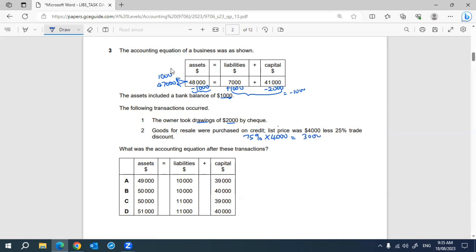Okay, so as a result, inventory is going to increase by 3,000. So your assets will increase by 3,000. And because we are purchasing on credit, the liabilities will increase by 3,000. So take care that each transaction is balanced via the accounting equation. So finally, your total assets would be 50,000. Total liabilities would be 11,000 and total capital 39,000. So therefore, the correct answer is C.